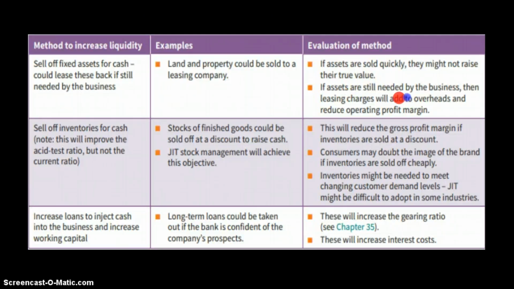And if assets are still needed by the business, then leasing charges will add to overheads and reduce operating profit margin. So your liquidity ratios might improve, but your operating profit margin will reduce. So that's just one of the side effects.